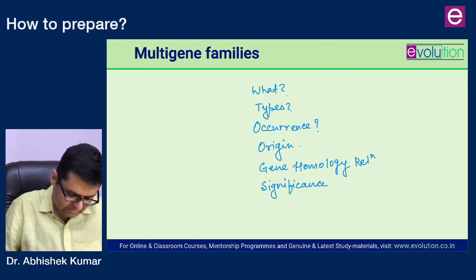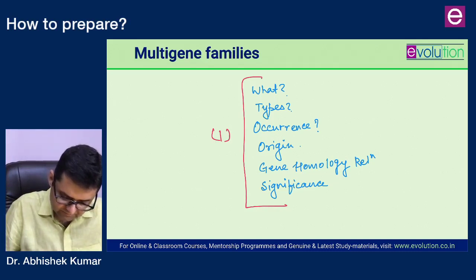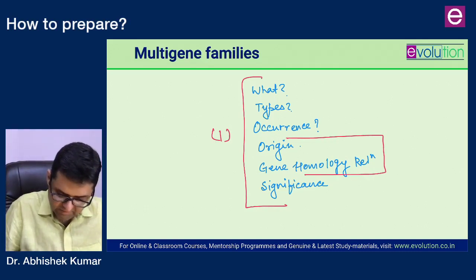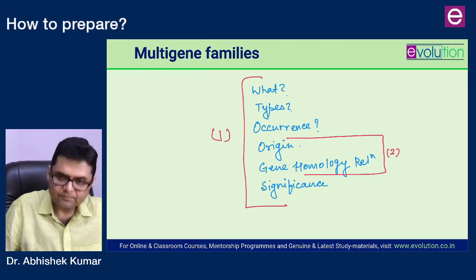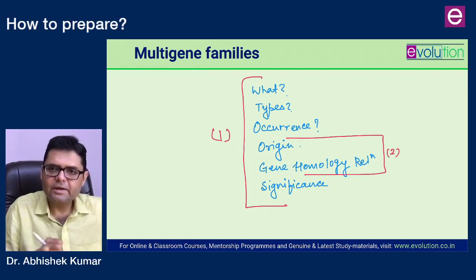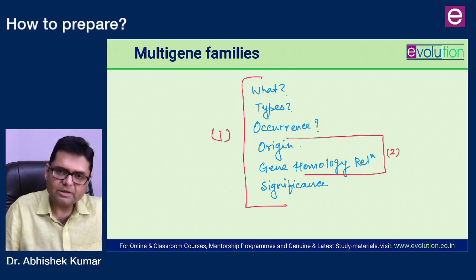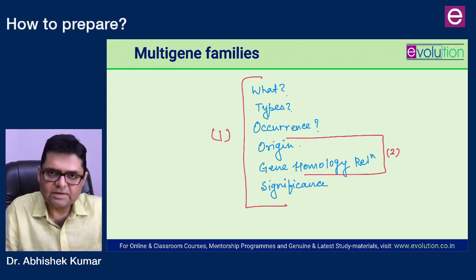Two types of questions can be asked. The first question is a general question where you have to deal with all the types. The second question is this: origin of gene families and comment upon different types of gene homology relations. So I guess once you are doing this topic thoroughly, you will be done. Now you are done with molecular genetics.